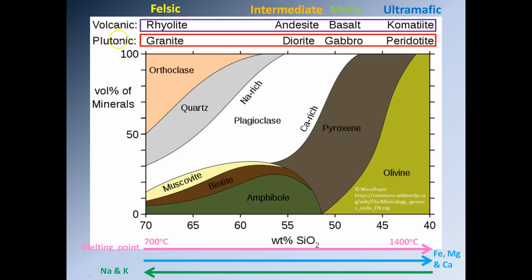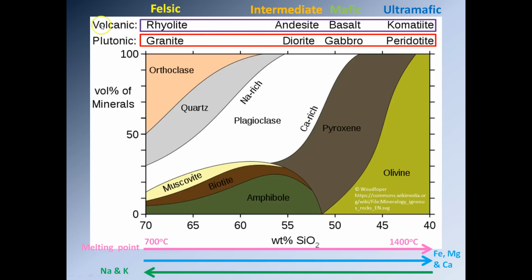In terms of plutonic igneous rocks, felsic magmas give you a granite, intermediate give you a diorite, mafic give you a gabbro, and ultramafic give you a peridotite. Now, to be clear, rocks like rhyolite and granite have exactly the same composition. So if you took a lump of rhyolite and a lump of granite and you melted it down so you just had a liquid, a magma, the composition of that magma would be exactly the same.